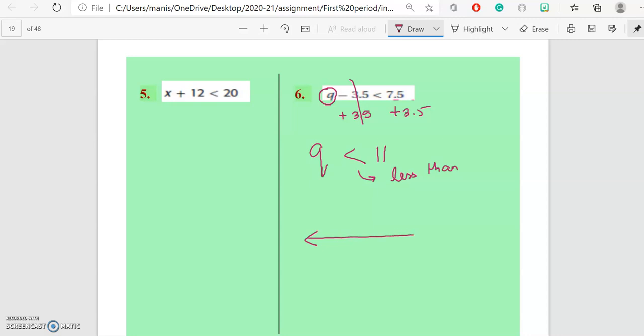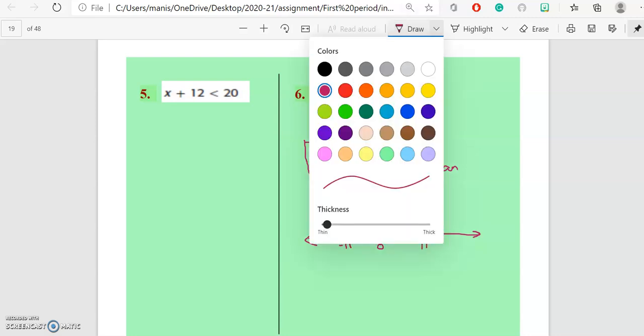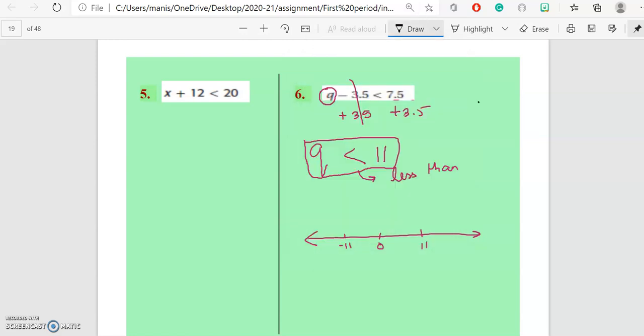Since I have solved this, now I have to graph this inequality. Let me draw a box over here. Okay, so this is my 0, this is my negative 11, this is my positive 11. It's just a less than symbol, this means we'll use an open circle. And less means 10, 9, 8, 7, 6, 5, 4, 3, 2, 1. So this will go in the left direction. And I'll write it over here, Q is less than 11. And this is how I have graphed my inequality.